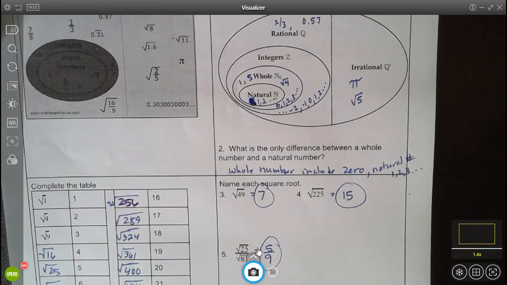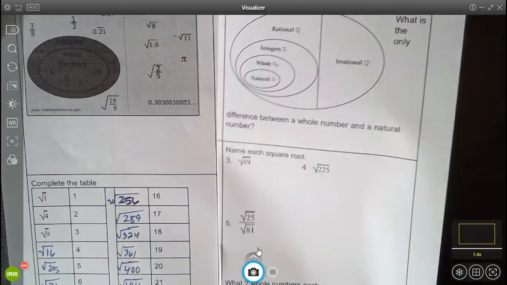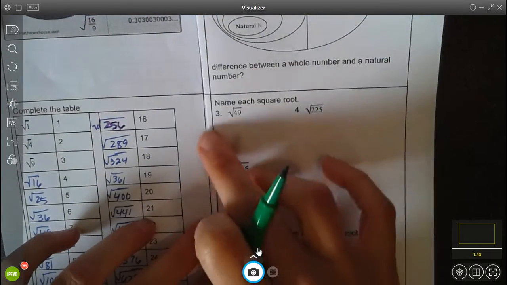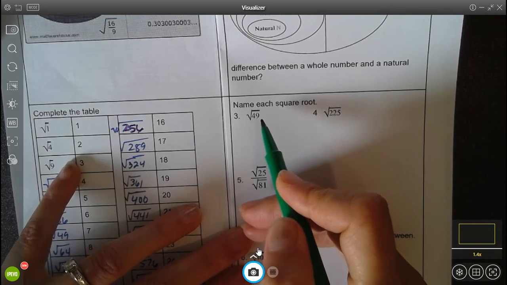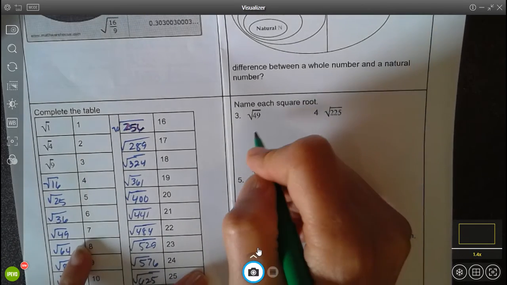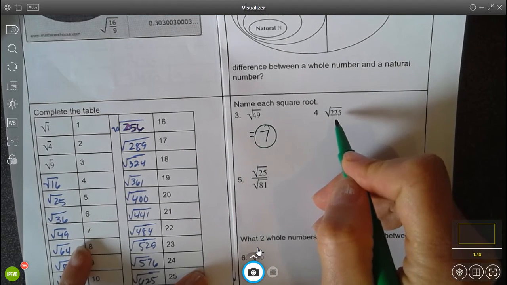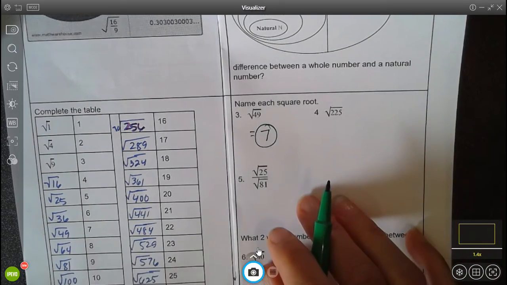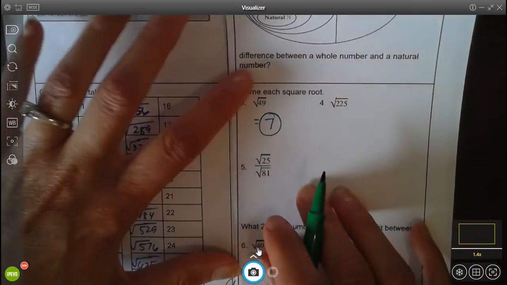Pause the video if you would like. Okay, I'm going to go over here and start actually redoing these problems again. So the square root of 49, just look back at your reference sheet or think what times itself gets you 49, and that would be 7. And then what gets us 225? What times itself? And 225 shows on my chart way down here. It's 15 times 15.